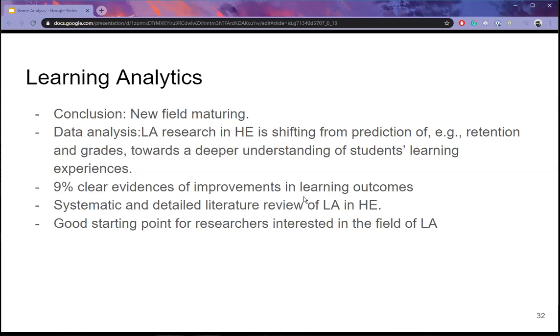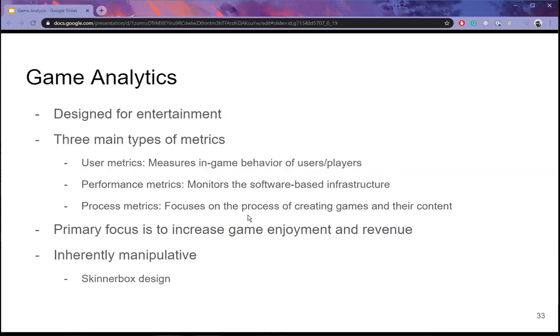They also consider this work a good starting point for researchers interested in the field of learning analytics. It's just a big compilation of what is happening now, which techniques they are using now for learning analytics for higher education, and what they expect to be in the future. That's it.